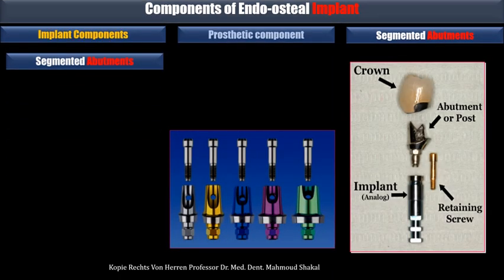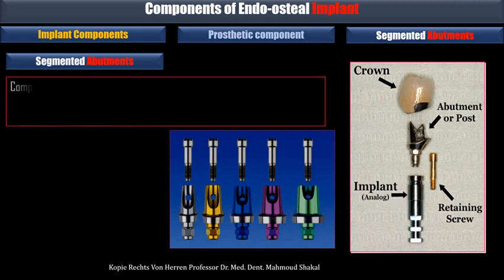So we will discuss now the segmented abutments. Segmented abutments are composed of multiple pieces connected together. So as you see here, this abutment is connected to the analog or fixture inside the bone through a screw. And the crown is connected with the abutment either with a screw or with a cement.